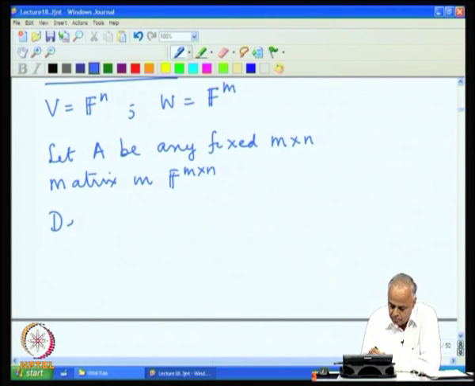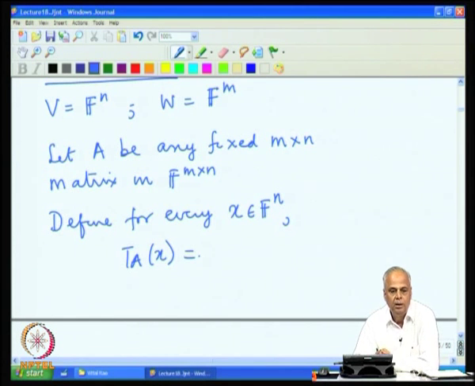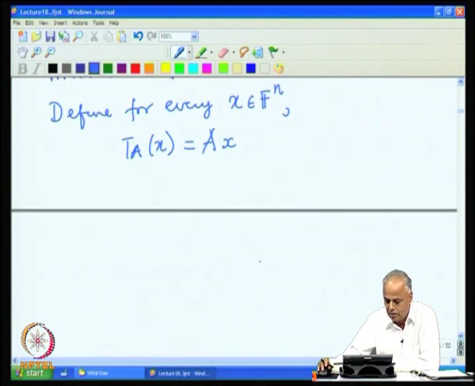So, take any fixed m by n matrix over F, consider the vector space F n and F m. Now, define for every x in F n, T A of x as follows. Simply pre-multiply the vector x by A. So, for every x in F n, we construct A x and we call it T A of x. This is a function which converts the vector x to the vector A x, and this function is generated out of the matrix A. So, we call it T sub A. So, T sub A of x is A x.